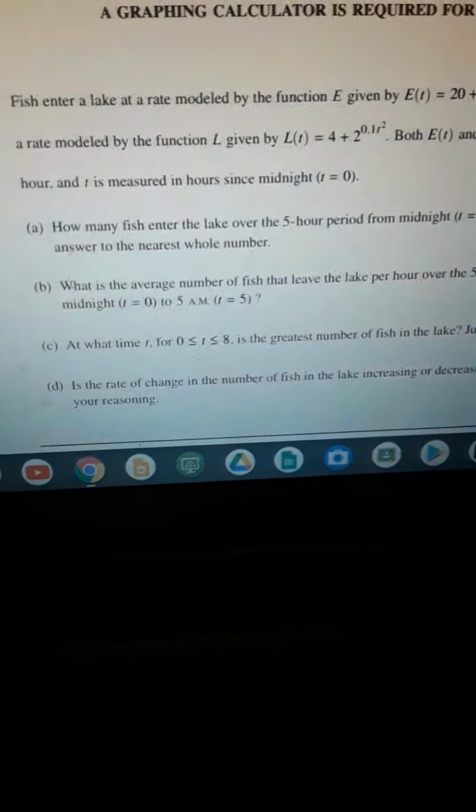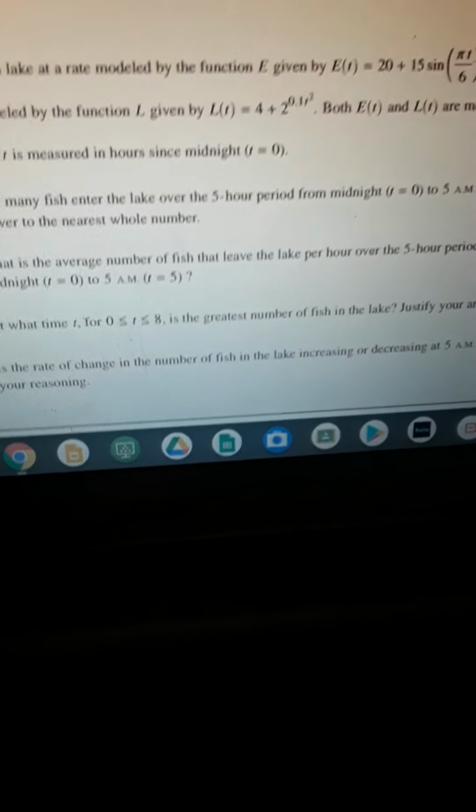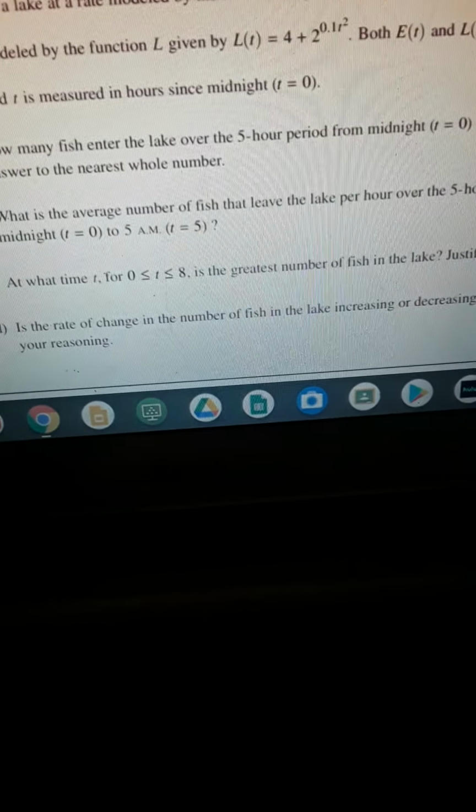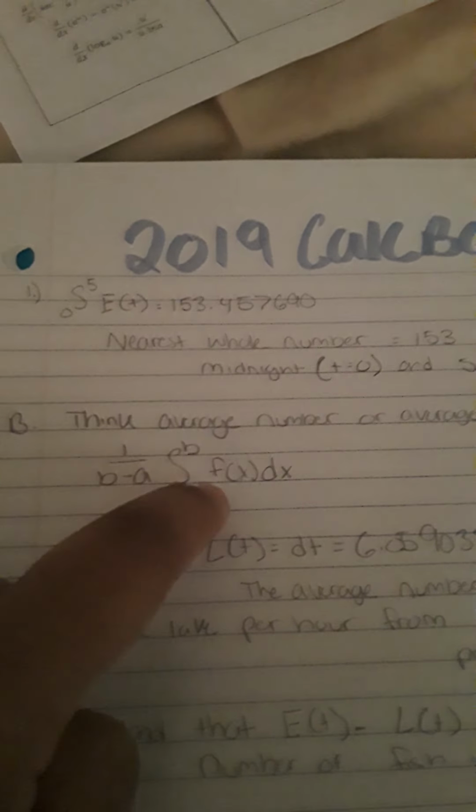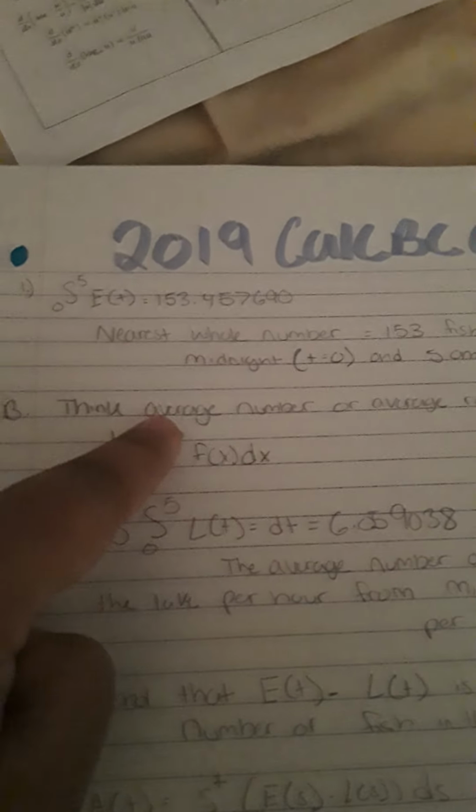B is asking us, what is the average number of fish that leave the lake per hour over the 5-hour period from midnight to 5 a.m.? Okay, and I wrote down here, you're going to want to think, are they asking us the average number, or are they asking us the average rate? And if they're not asking us the average rate, you're going to want to use this formula: 1 over b minus a times the integral from a to b of f(x) dx. Because they're asking us the average number. It's an average value, not an average rate.